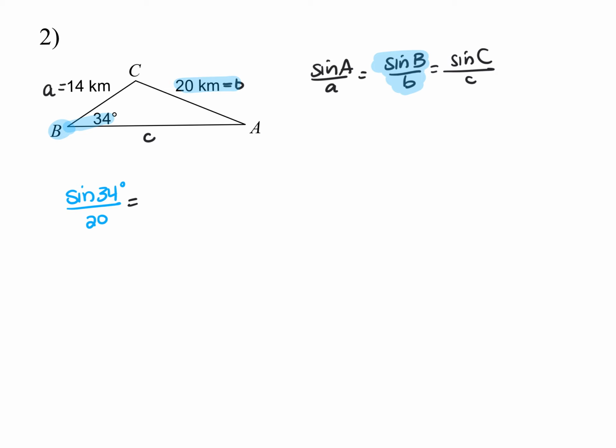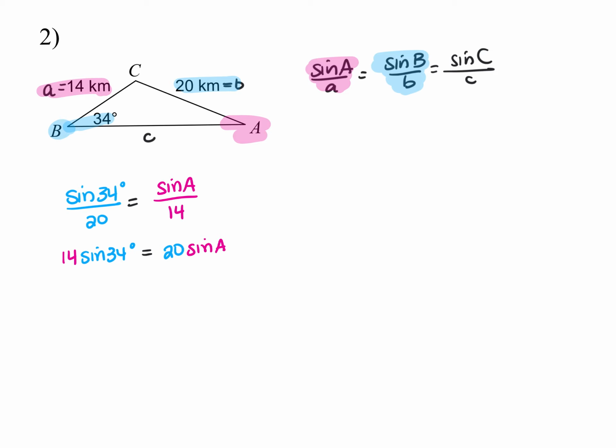Okay, so now I have to decide what I'm going to do from there. Well, I don't have a lot of options, because the only other piece of information that I know is little a. So that means I'm going to have to set up a proportion using that second ratio as a. So I would have the sine of a, which I don't know, over 14. Now I've got another proportion. So if I cross multiply, I'm going to have 14 times the sine of 34 equals 20 times the sine of a.